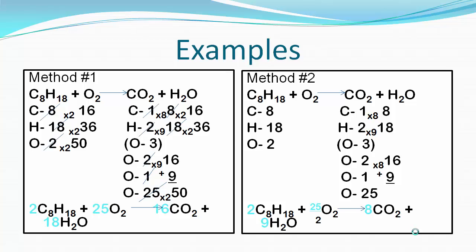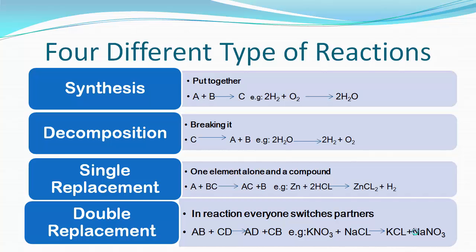If you don't like this method and you do not understand it, you do not have to use it. The first method is perfectly fine. There are 4 different types of reactions: synthesis, decomposition, single replacement, and double replacement. Synthesis, when you think about photosynthesis, is putting food together. So A plus B yields C. When I put 2 H2 and an O2 together, I will get water. I'm putting it together to get a different thing.